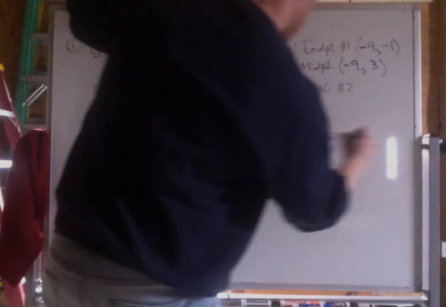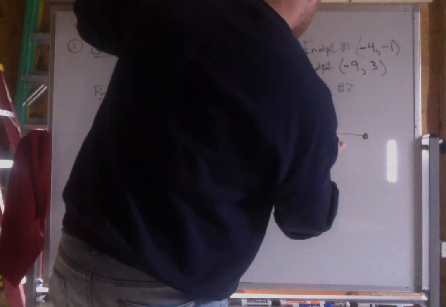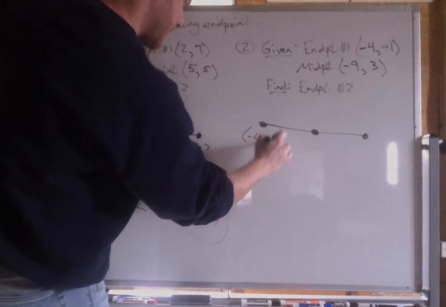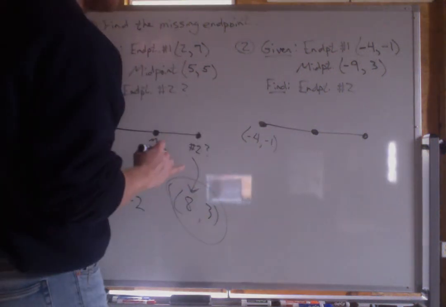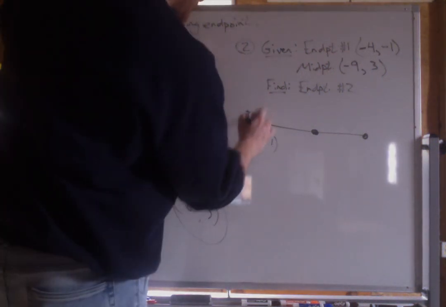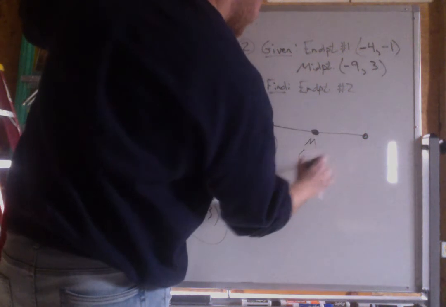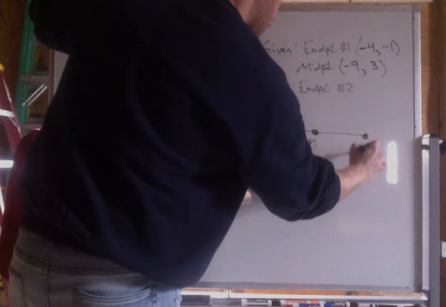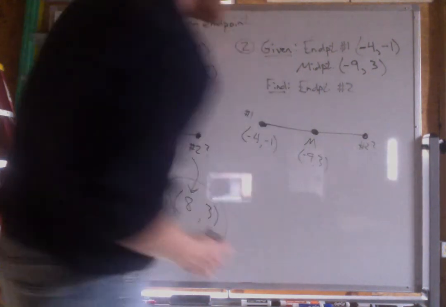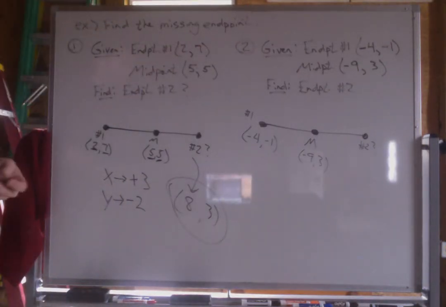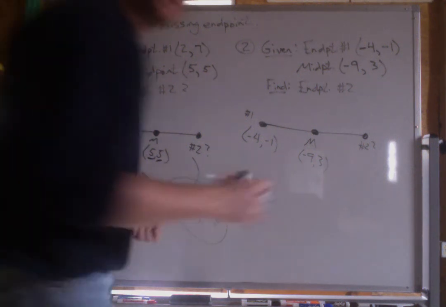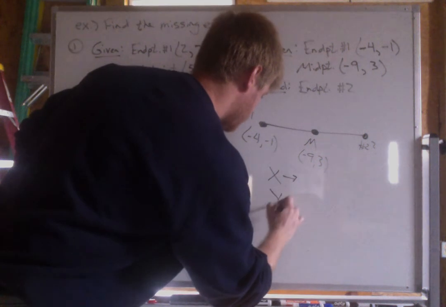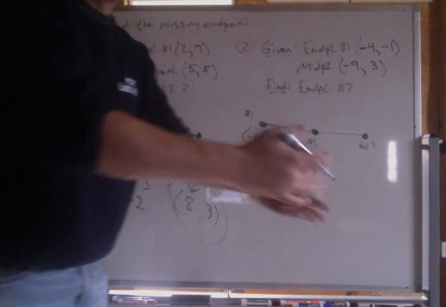So once again, let's start with our segment visual. I know the first endpoint is -4, -1. We'll just have to be careful once we involve negatives here. So this is endpoint number 1. The midpoint is -9, 3. And the answer to the question, what is that second endpoint over there? Okay, so once again, I'm just going to figure out the differences between the x-coordinates and the y-coordinates and do that same thing to get to the other endpoint.